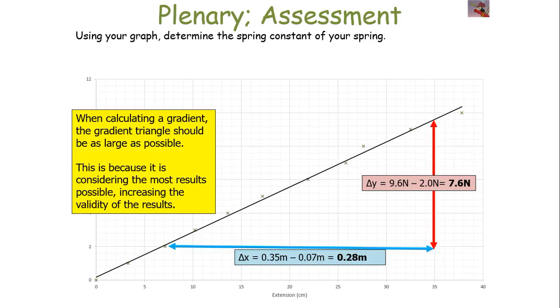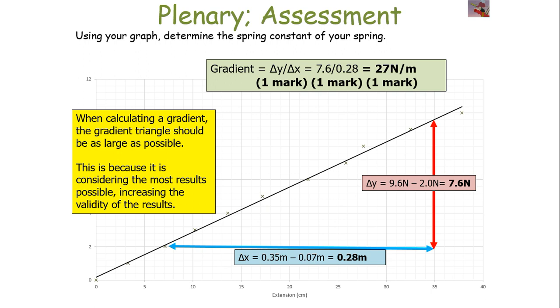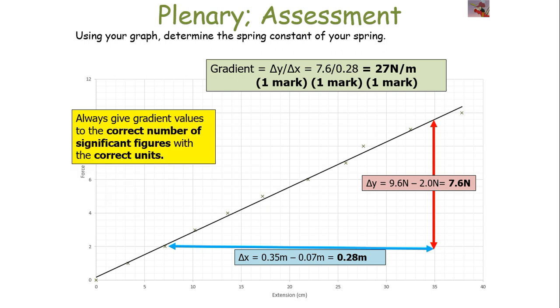Now, you can then use your graph to determine the spring constant of your spring. Again, you should draw your gradient triangle on there as large as possible to get the most valid results, and then your gradient is the change in y divided by the change in x. So in my particular investigation, it was 27 newtons per meter. So the spring constant meant I would need 27 newtons to extend my spring by 1 meter. You should always give your gradient values to the correct number of significant figures with the correct units. So here, 2 significant figures and the units of newtons per meter.